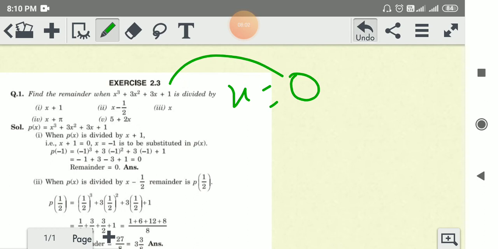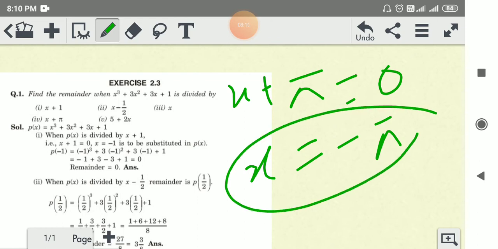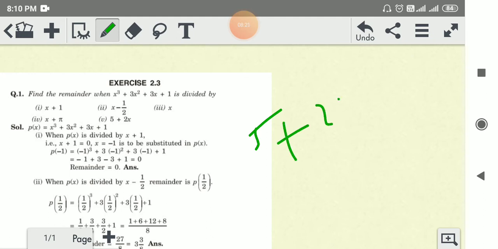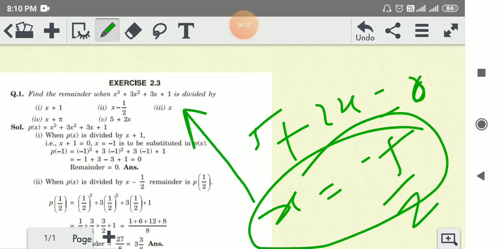Okay, now question number 4. x plus pi is equal to 0, so the value of x is equal to -pi. We have to put -pi in these equations. And again for 5, 5 plus 2x is equal to 0, so the value of x will be -5 upon 2. We have to put these values in these equations.